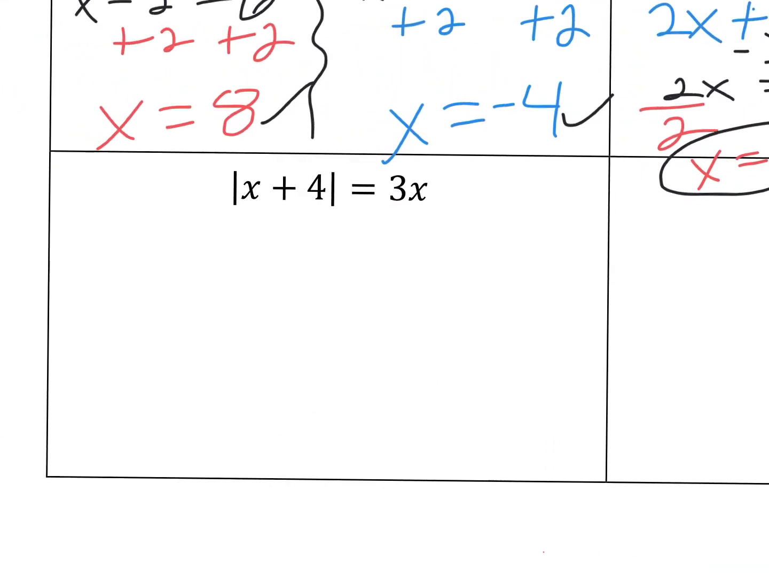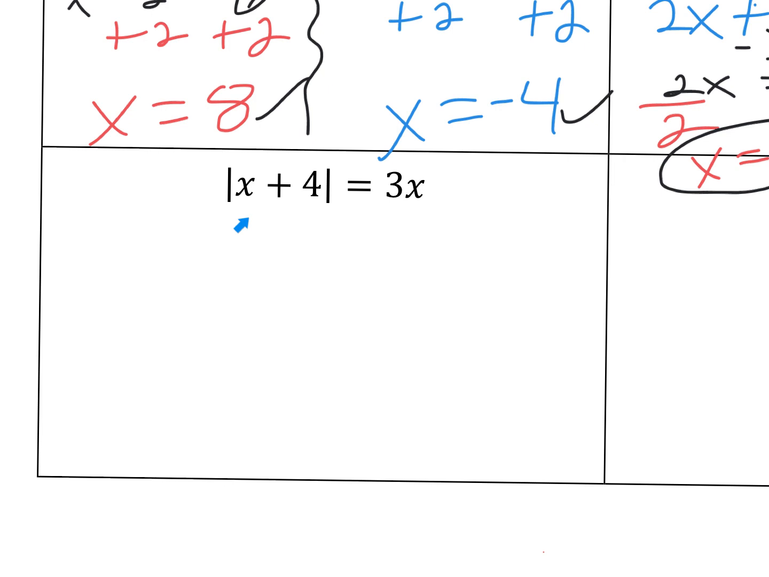Let's work out this one right here. Here we have x plus 4 equals 3x. So we're going to set x plus 4 equal to 3x, and we're going to set x plus 4 equal to negative 3x, okay?